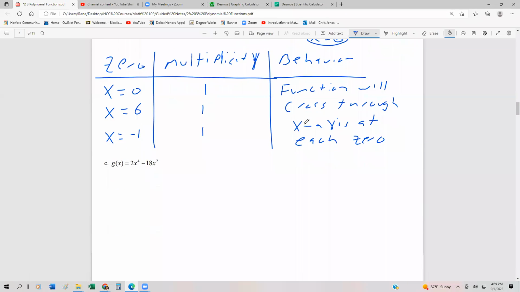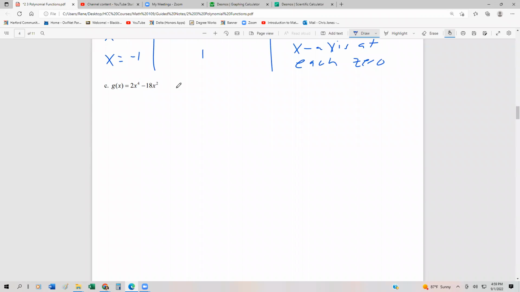Okay? Another example, we have 2x to the fourth minus 18x squared. Once again, we're going to start by finding the zeros, and that means we're going to factor this. So it looks like I can factor a 2x squared as a greatest common factor for this function. And let me just say that this is equal to not f, but g of x, excuse me.